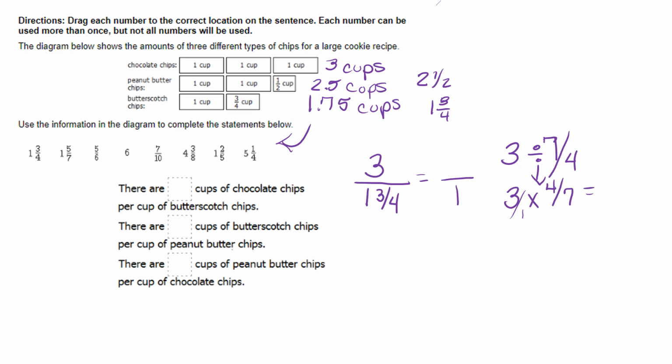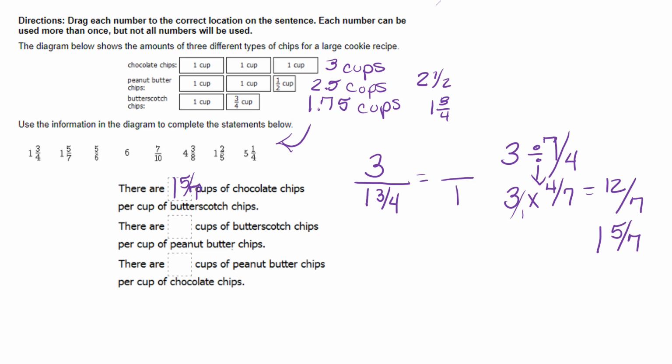Remember, a fraction is always over 1. You can multiply across the top. 3 times 4 is 12. 1 times 7 is 7. And we can simplify that by saying 7 goes into 12 one time with 5 left over. So 1 5/7 would be the amount of chocolate chips in or per each cup of butterscotch.